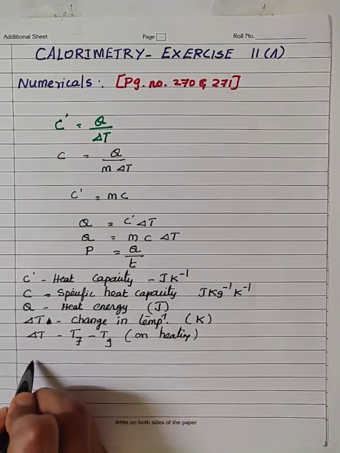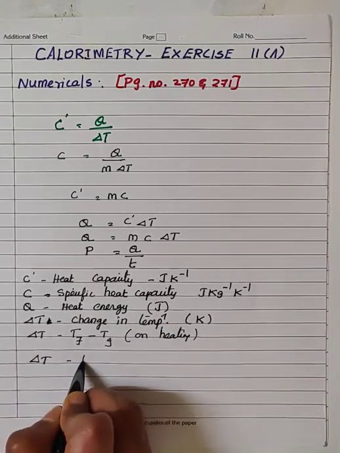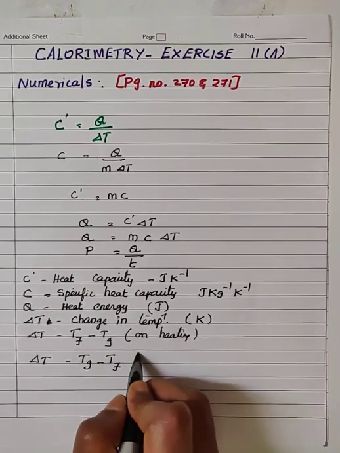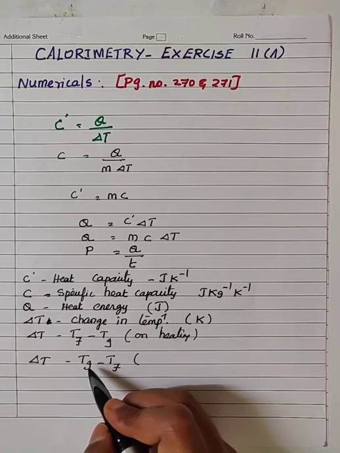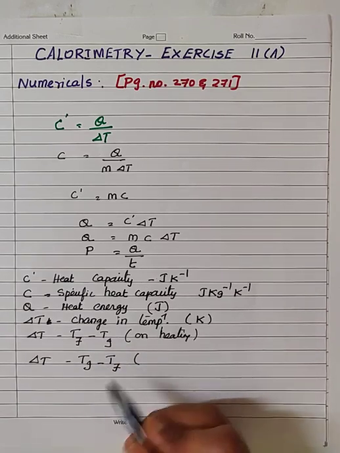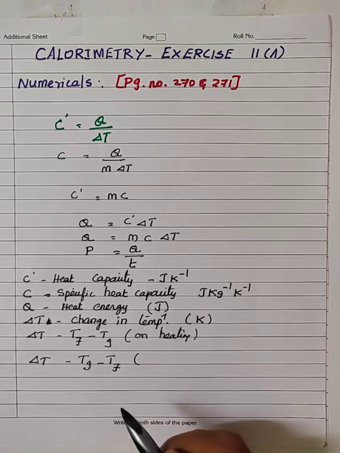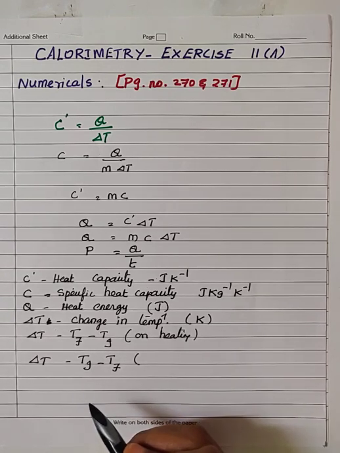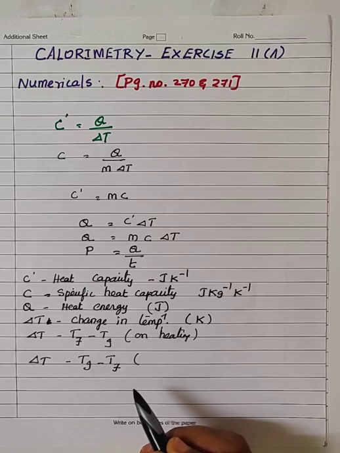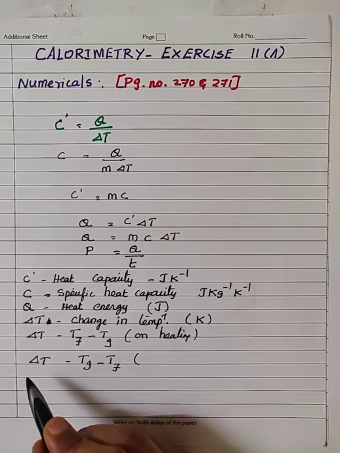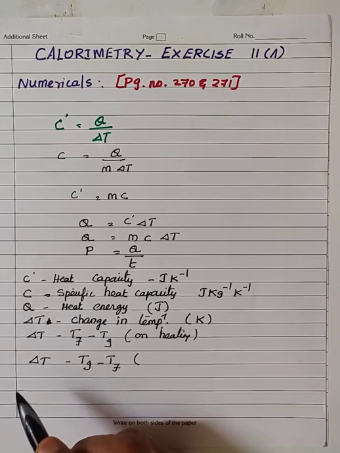Next one, same thing, delta T we write as initial temperature minus final temperature. This is when the body is on cooling. That is, when the body is liberating the heat energy, the initial temperature of the body will be more than the final temperature. That time we write initial temperature minus final temperature to represent delta T, that is, change in temperature.